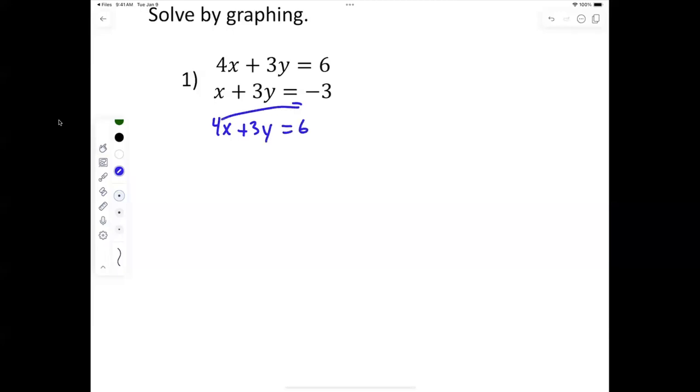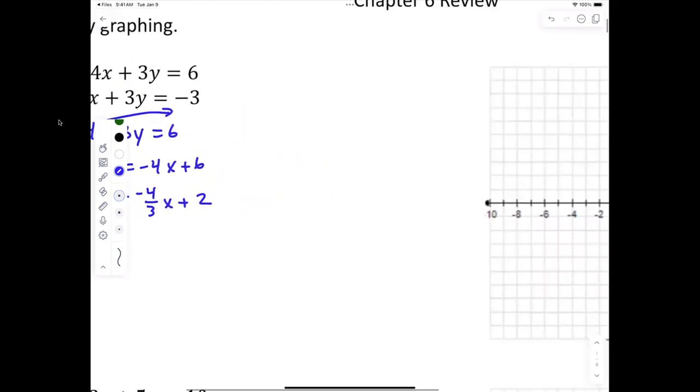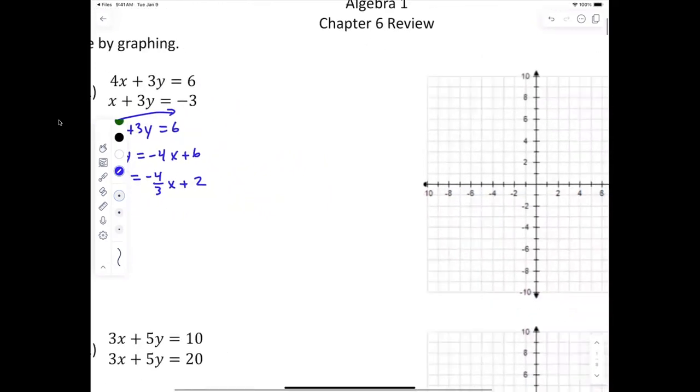I need to move the 4x over. When I move the 4x over, it becomes what? So everybody should be able to say 3y equals negative 4x plus 6. And now I just have to divide by what? Divide by 3. So y equals negative 4/3 x plus what? 2. So now everybody go off to the left or off to the right and graph it real quick.